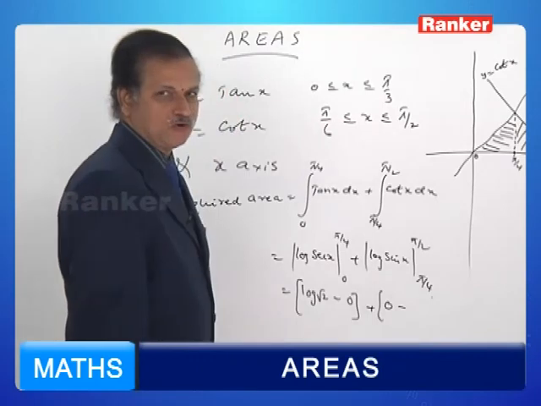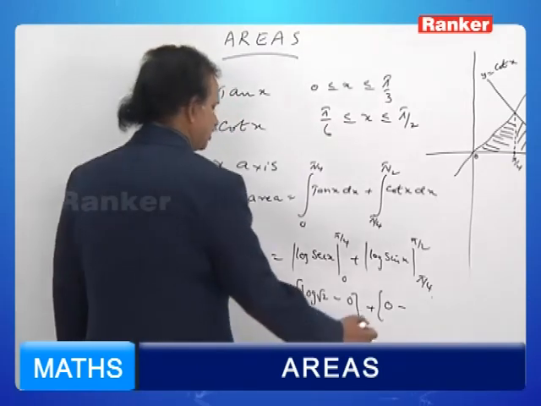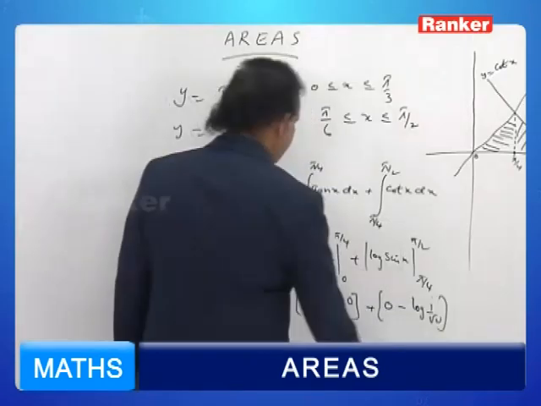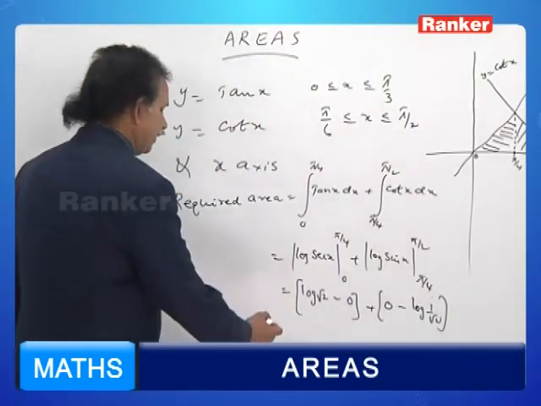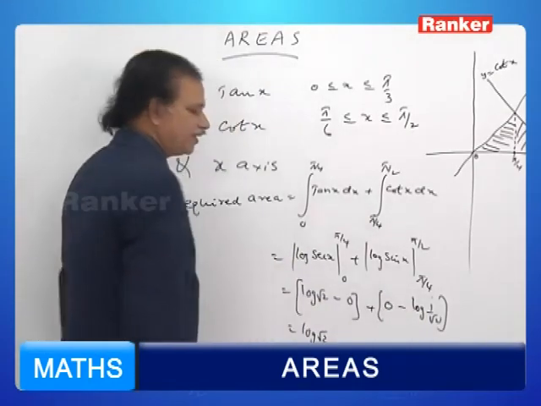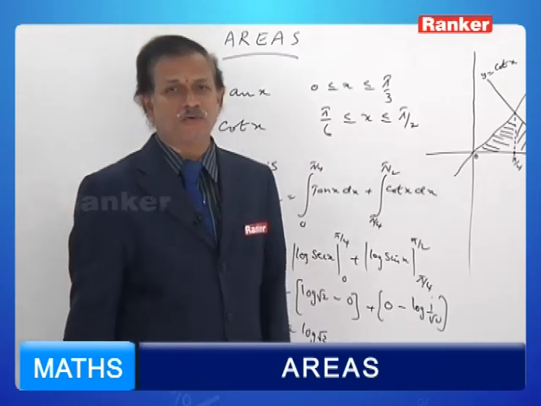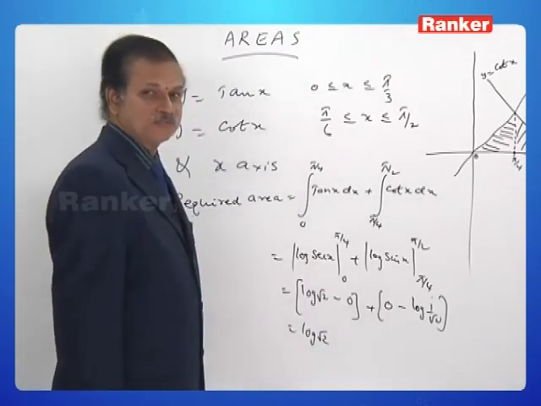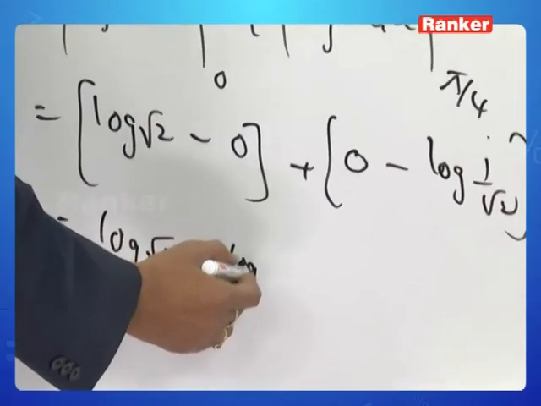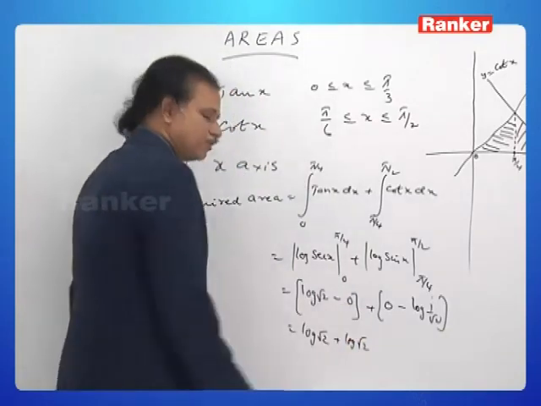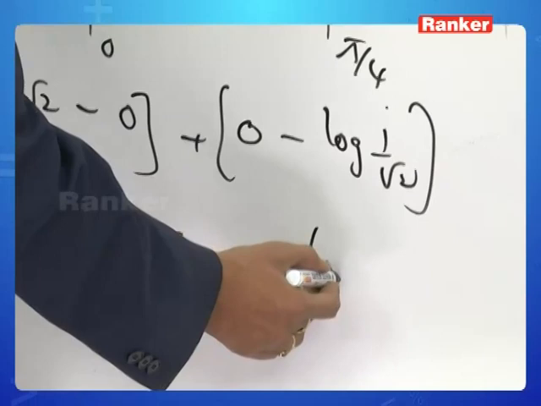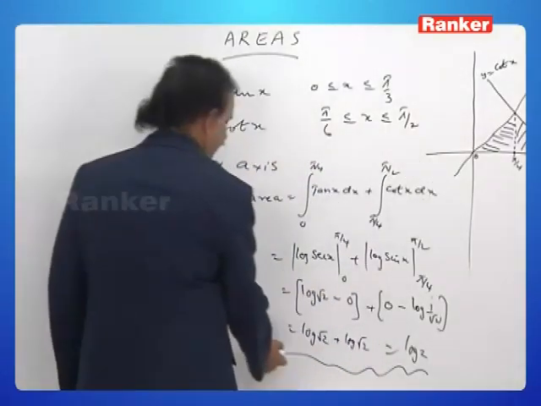Sin pi by 4, sin 45 degrees is 1 by root 2. Hence it is log 1 by root 2. Okay, therefore this is log root 2. You see, you can write log 1 by root 2 as minus log root 2, isn't it? So minus log 1 by root 2 is minus of minus log root 2. Hence it is plus log root 2. Log root 2 plus log root 2 is log of root 2 into root 2. That is nothing but log 2. Hence the answer is log 2.